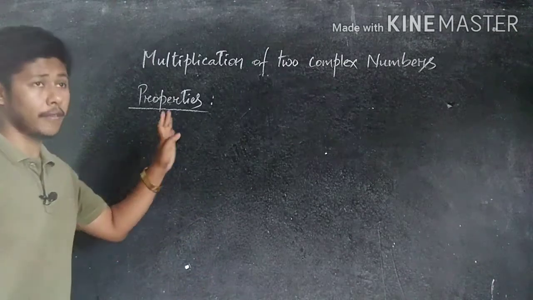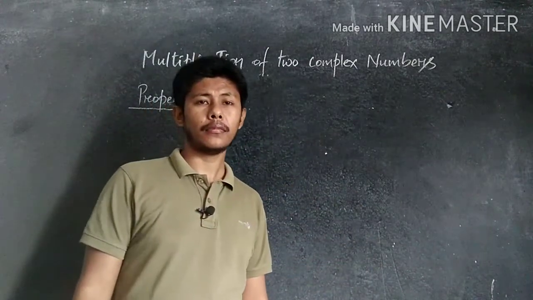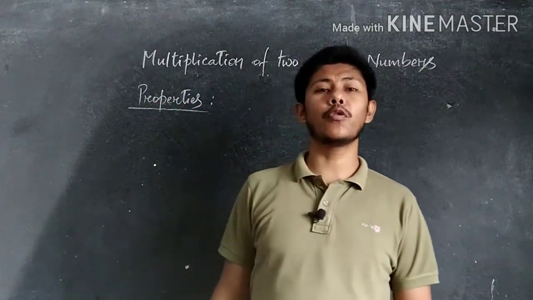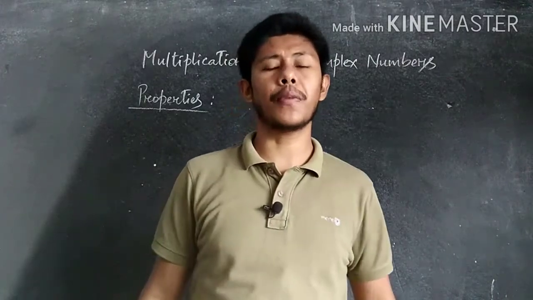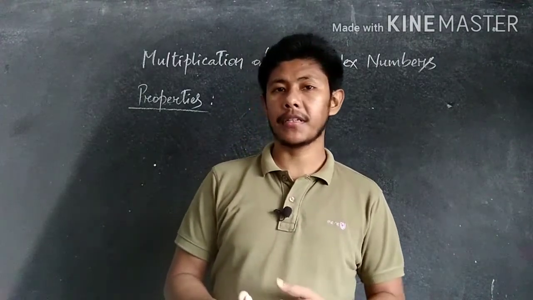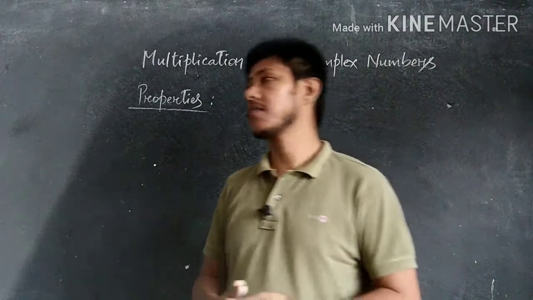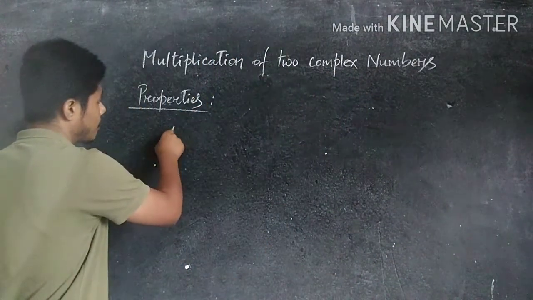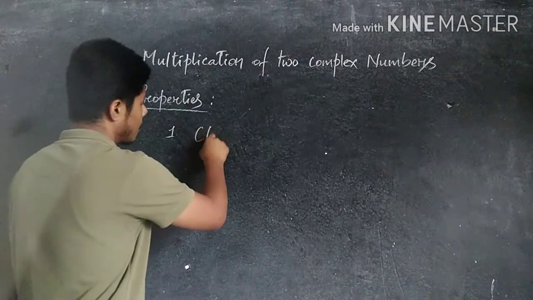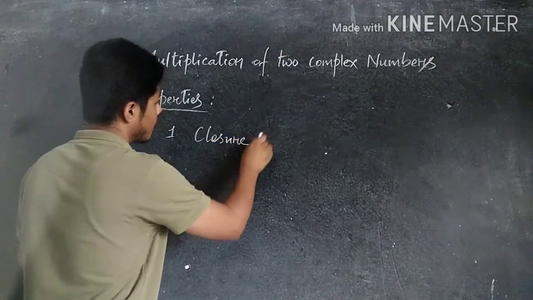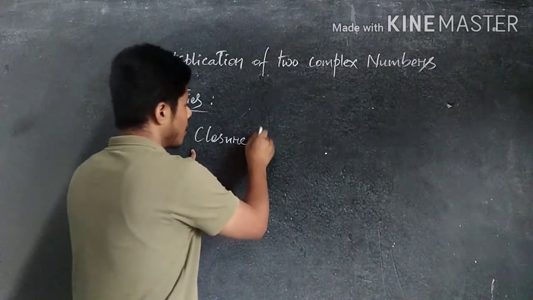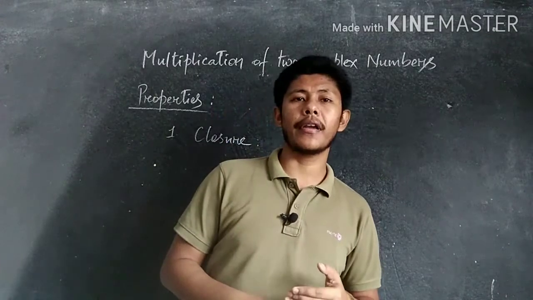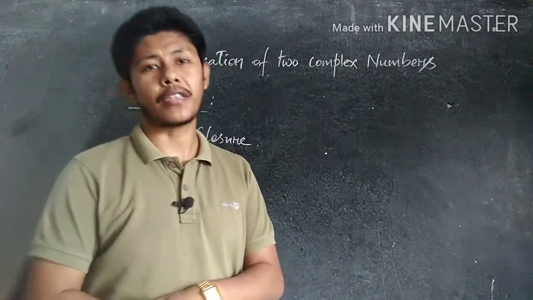So in properties, the first one we already discussed, which is the multiplication of two complex numbers. The multiplication of two complex numbers is again a complex number, as we already discussed here. So that's why the first one is known as the closure property. In addition also we discussed this closure property. Closure property means the multiplication of two complex numbers is again a complex number.